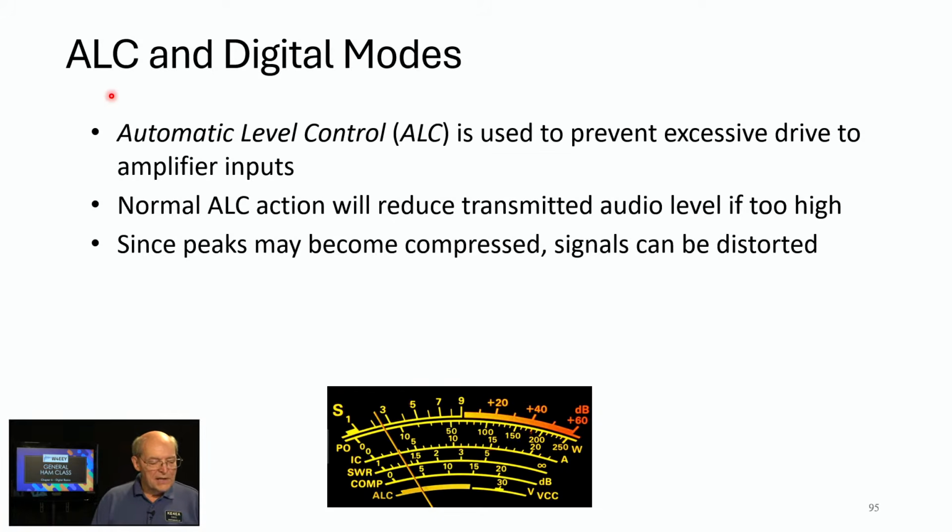But digital depends upon the louder parts of the signal being in the correct proportion to the weaker parts of the signal. Therefore, ALC can distort the digital signal. So ALC is used to prevent excess drive to the amplifier inputs. Normal ALC action will reduce the transmitted audio level if it's too high, which is going to be bad for digital. Since peaks may become compressed, signals can be distorted. So generally speaking, you don't want to see any ALC action during a digital mode.